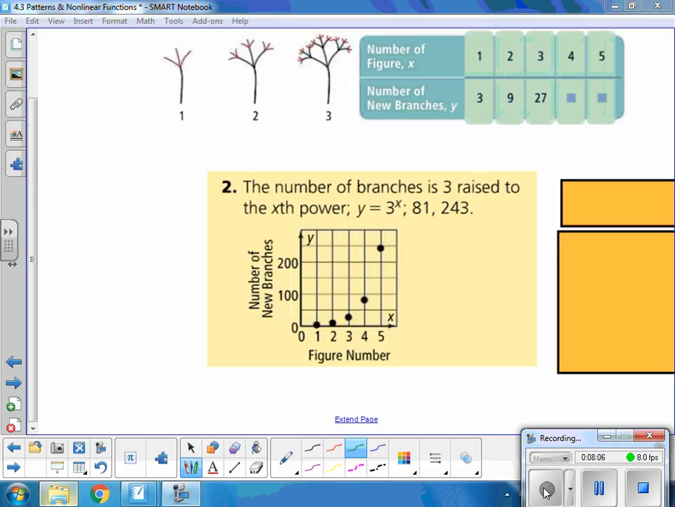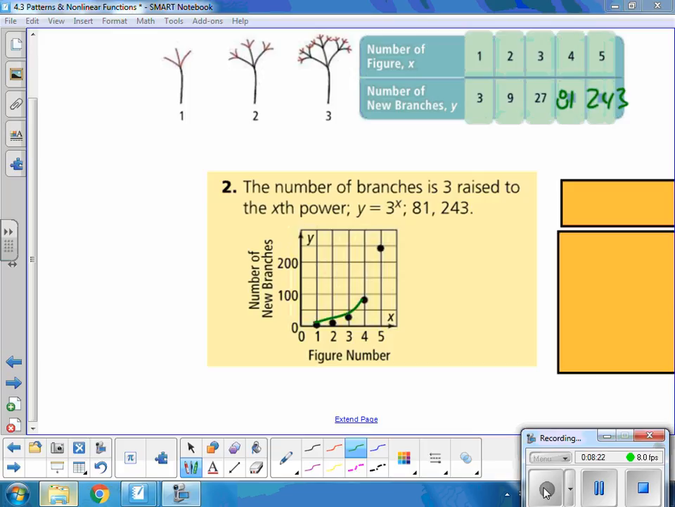All right, the number of branches is 3 raised to the x power. I know, who would have thunk that? But that does happen though. So we can see that it's 81 and it's 243. So this thing jumps like crazy.